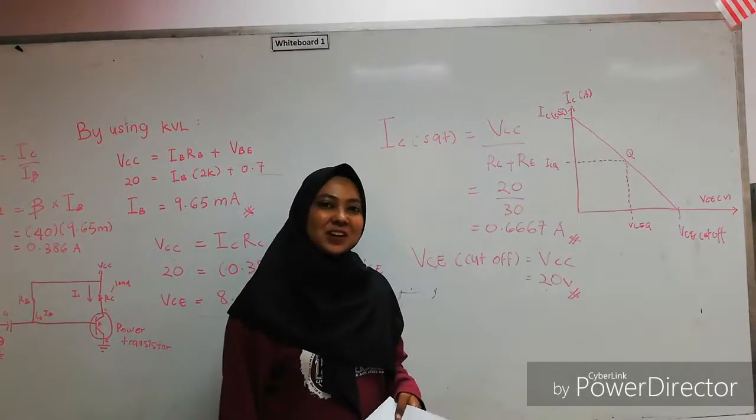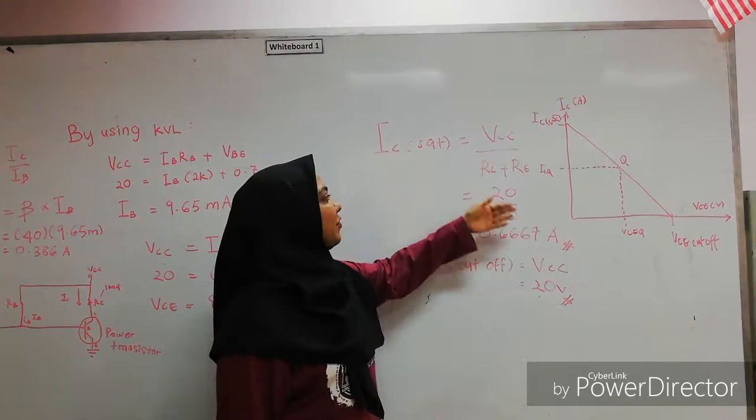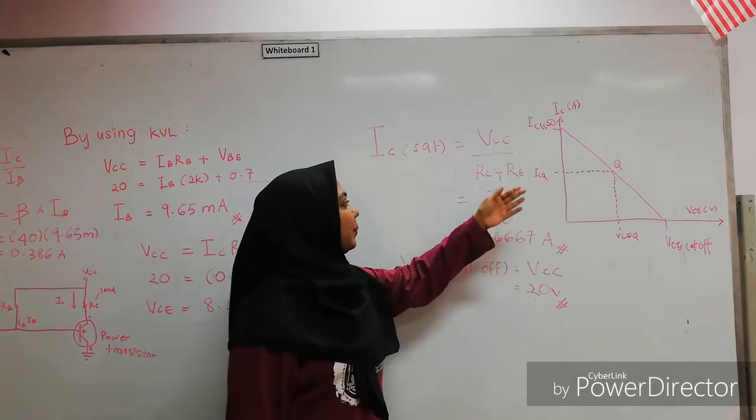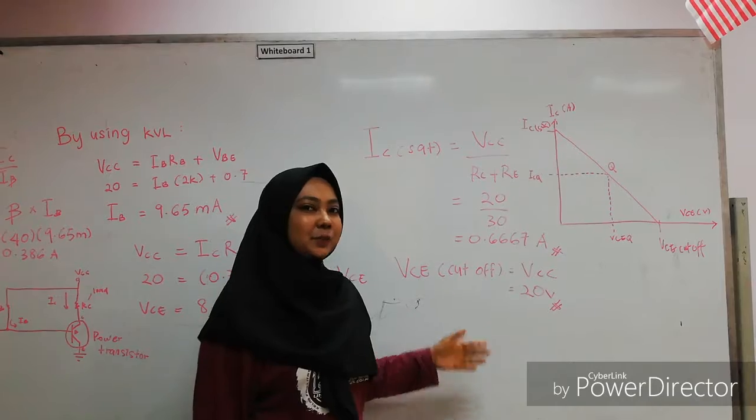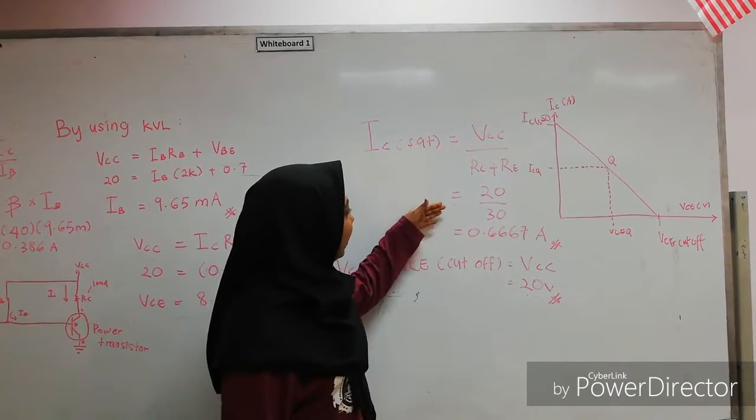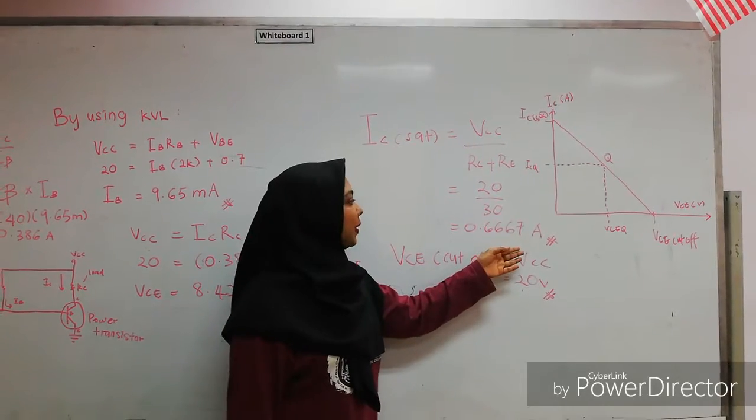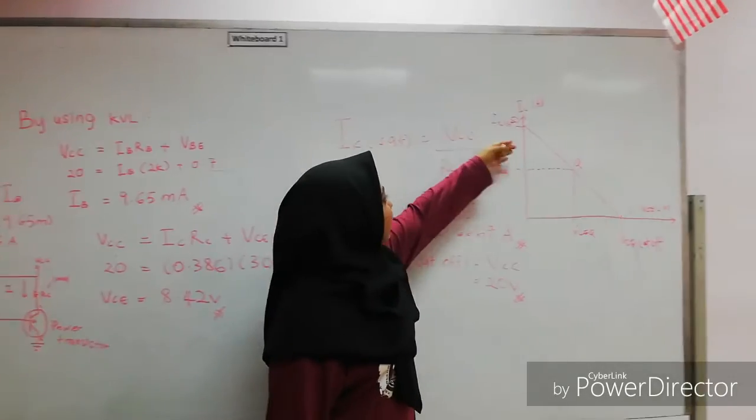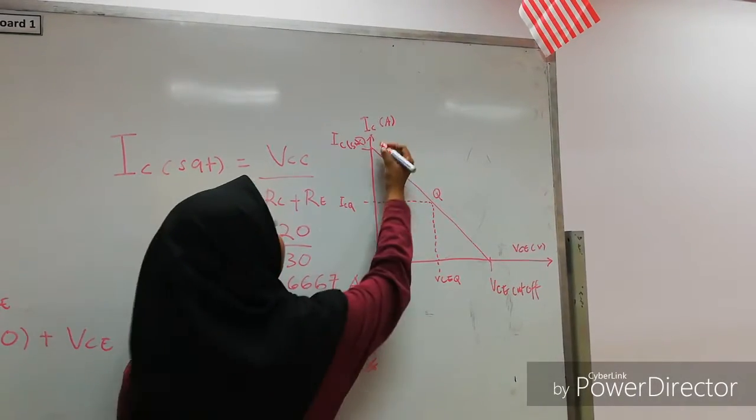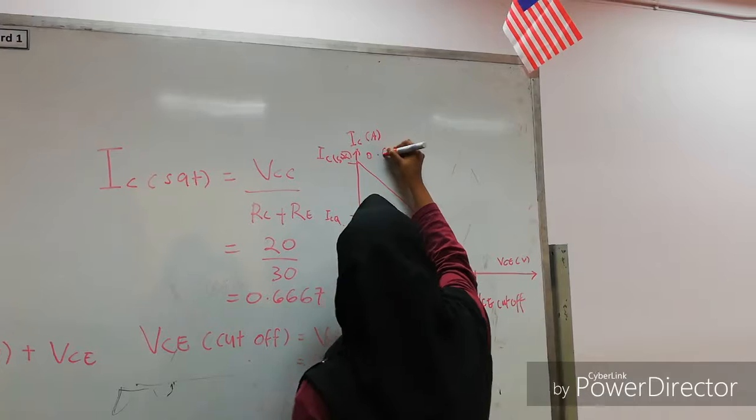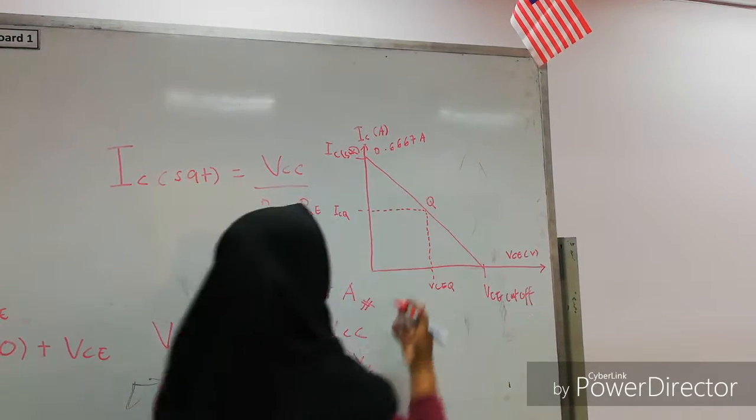To calculate the value of IC set, we will use this equation. IC set is equal to VCC divided by RC plus RE. RC and also RE have been given in the question. 20 divided by 30, we will get 0.6667 ampere. And this IC set is here in the DC load line. So the value is 0.6667 ampere for the IC set.